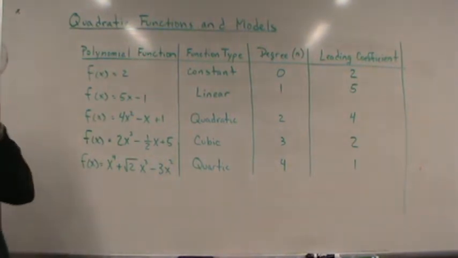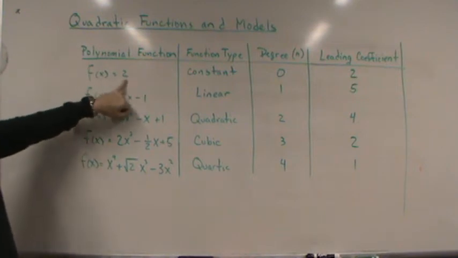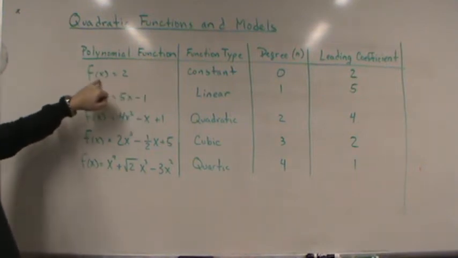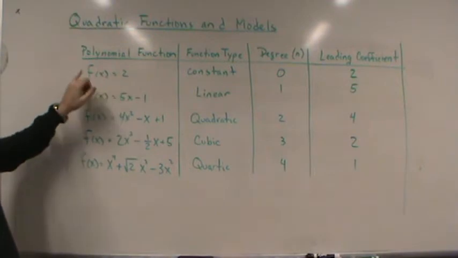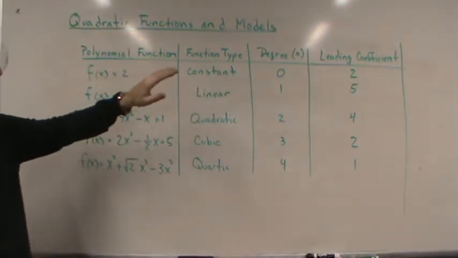and their types and so on. So I'm going to go through these. So this here is a polynomial function. It's just a constant number. So this would be like y equals 2, right? So it's just a horizontal line. It's a constant. It has a degree of 0.